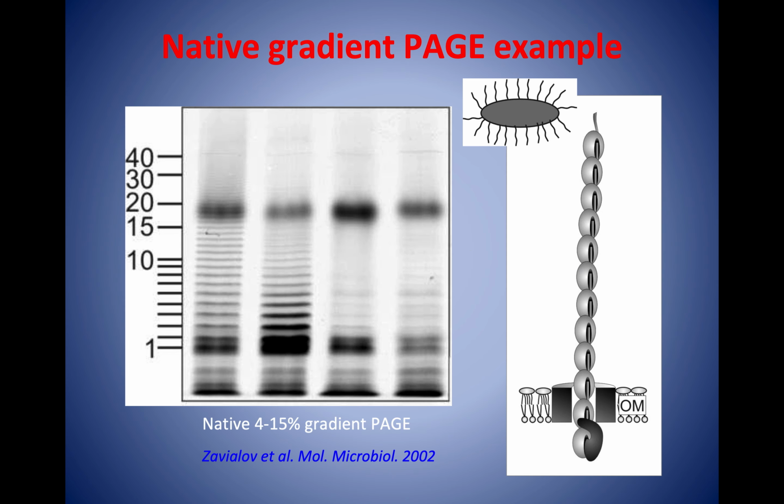Alright, so again, this is one of the examples, a native 4 to 15% gradient PAGE. So you can basically see how it separates on the gel. Usually separation depends on the range. The closer the range is towards a certain level, let's say towards 0 or towards the upper part, 20 to 30%, usually it would be better for certain types of protein only, larger or smaller protein, similar to the basic knowledge of concentration versus size.